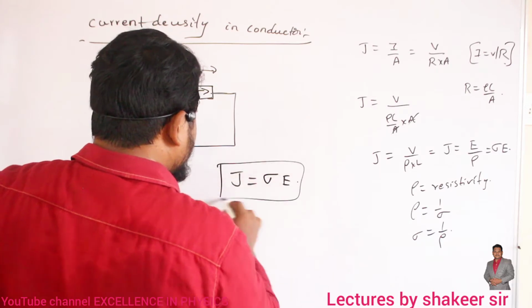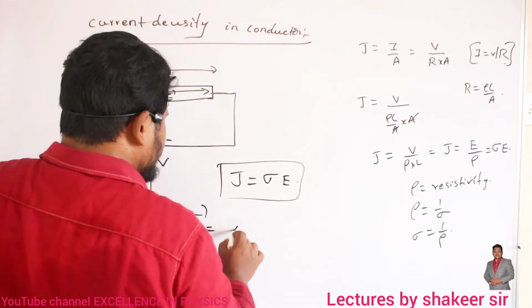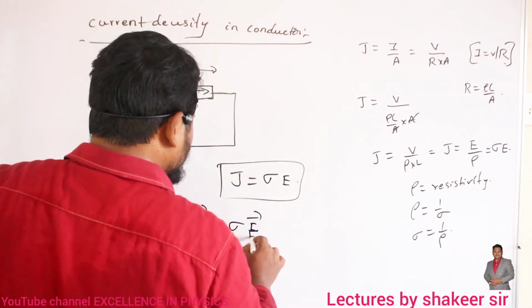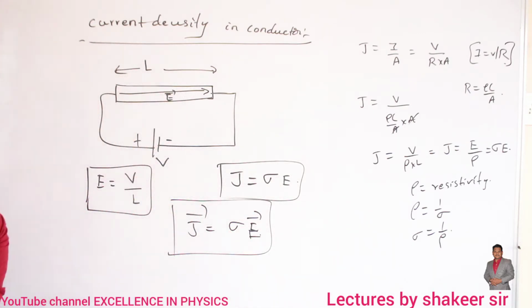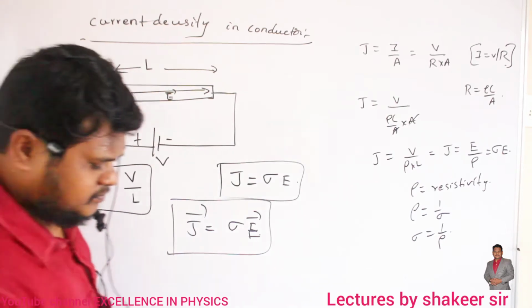So in vector form I can write J vector is equal to sigma E vector, because current density is a vector quantity, and electric field is also a vector quantity. Okay? Come on, make a note up to here.